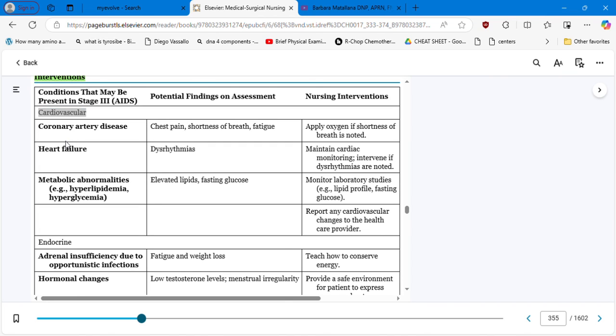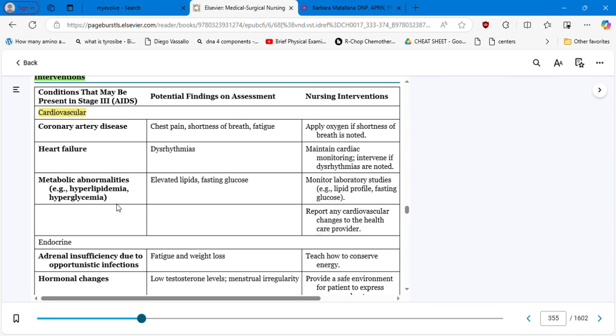And the patient is going to have chest pain, shortness of breath, so you need to apply oxygen if shortness of breath is noticed. In terms of heart failure, you need to maintain cardiac monitoring, intervene if these arrhythmias are noted. In metabolic abnormalities, for example, hyperlipidemia, hyperglycemia, monitor laboratory studies, the lipid profile, fasting glucose.